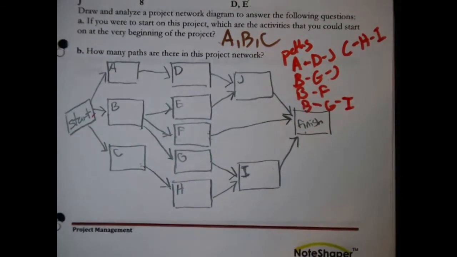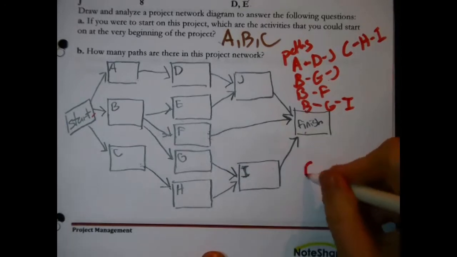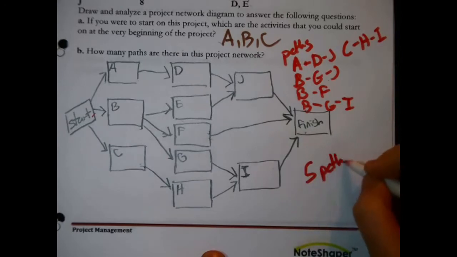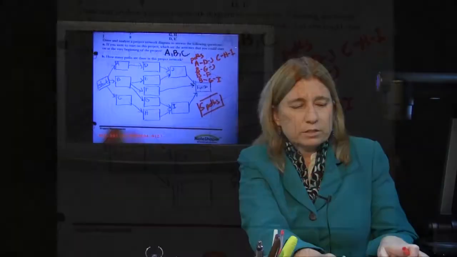Oh, all right. So it's asking how many paths. I was just listing what they were, but it just asks how many. That's 1, 2, 3, 4, 5. There's 5 paths. So for the purpose of the question posed right there, that's the answer.